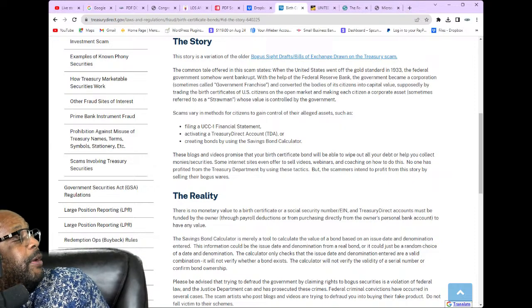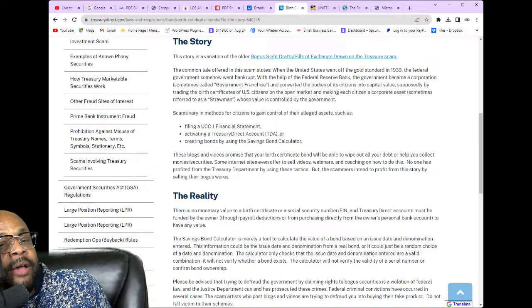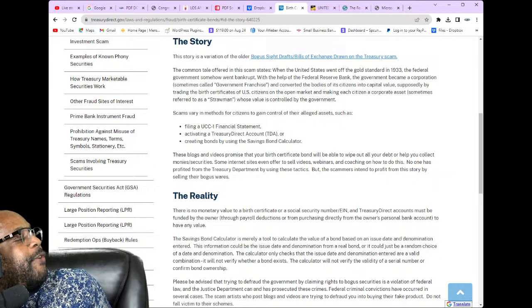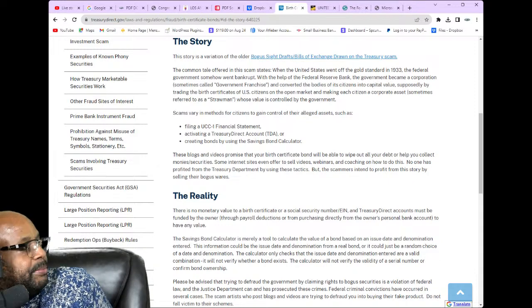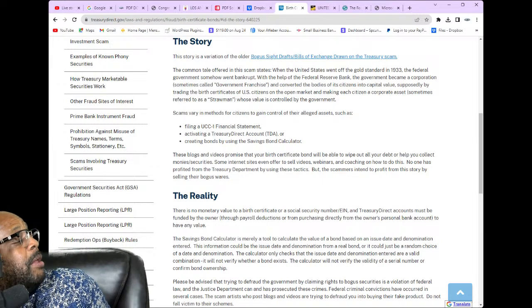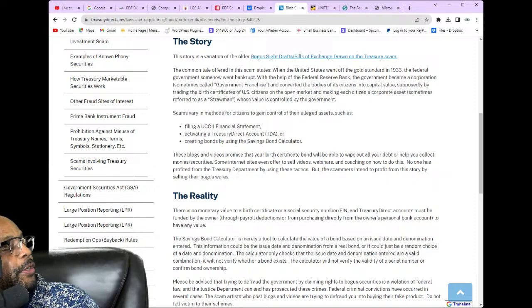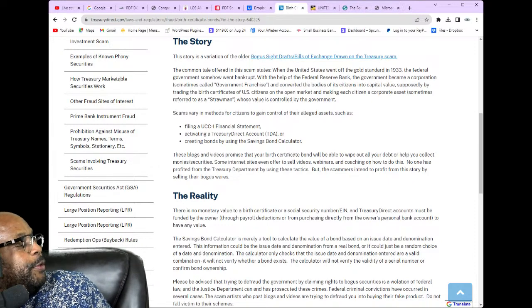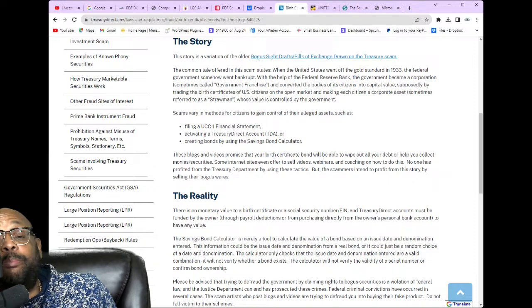Scams vary in method for citizens to gain control of their alleged assets." Okay? All these are allegedly. We don't have any evidence to substantiate it. "While filing a UCC-1 financing statement, activating a Treasury Direct account, or creating bonds using the savings bonds calculator. The blogs and videos promise that your birth certificate bond will be able to wipe out all of your debt or help you collect money securities. Some internet sites even offer to sell videos, webinars, and coaching on how to do this. No one has profited from the Treasury Department by using these tactics, but the scammers intend to profit from this story by selling their bogus wares.